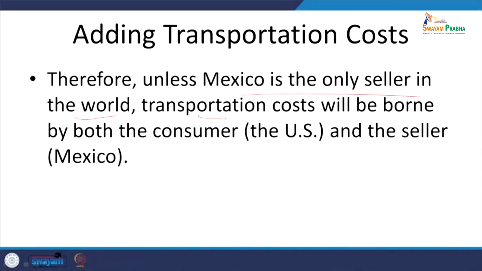Therefore, unless Mexico is the only seller in the world, the transportation cost will be borne by both the consumers, not just US, and also the sellers, because if it is borne only by US, then demand will fall, and it will be in the long run problematic for Mexico to supply their products. There will be less demand. So, the graph will change accordingly. Now, international prices may go off.